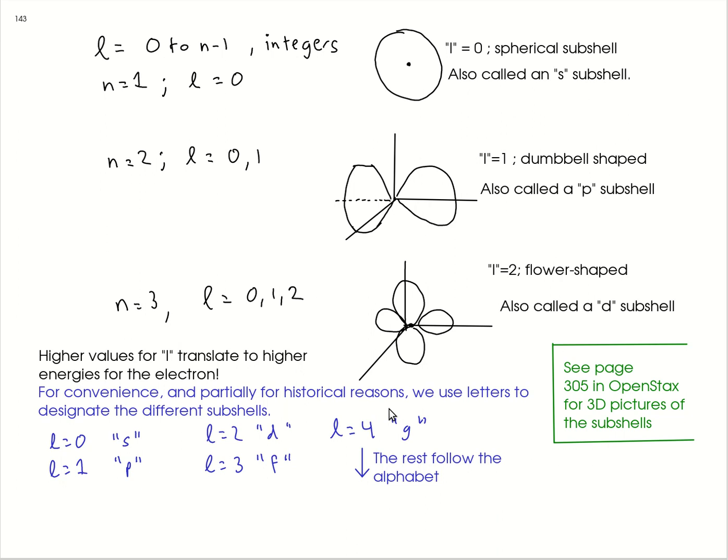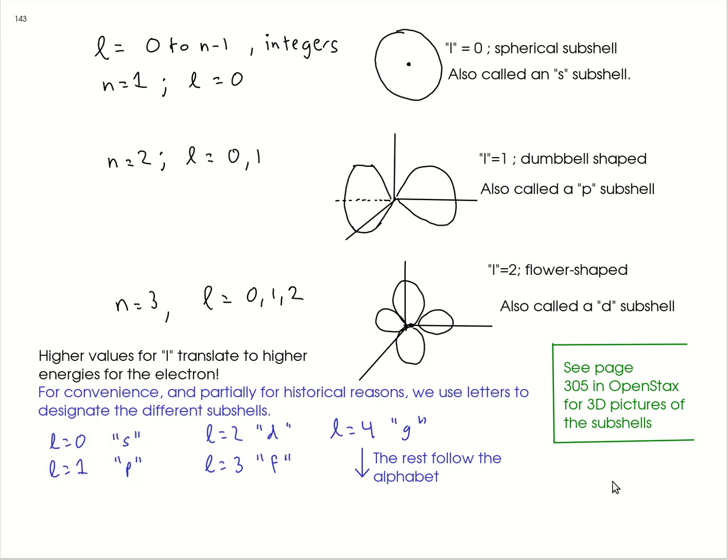Now, I'll go ahead and tell you a little secret. Most of the time, we are only dealing with S, P, D, and F, because we don't have any elements on the periodic table that, at least in the ground state, have any electrons in a G subshell. So it's these four that you should be familiar with.